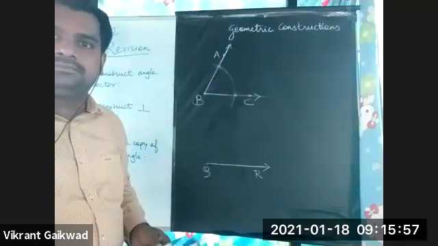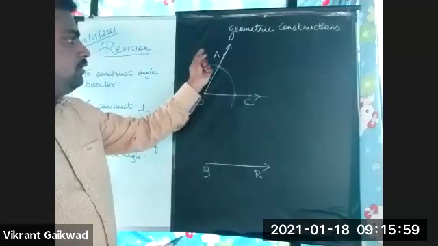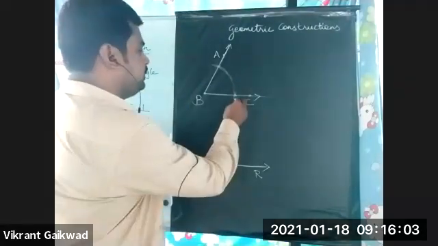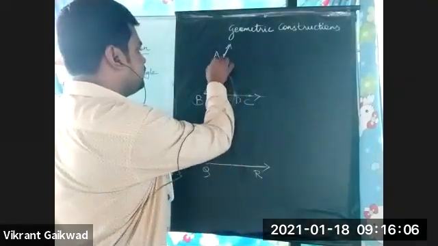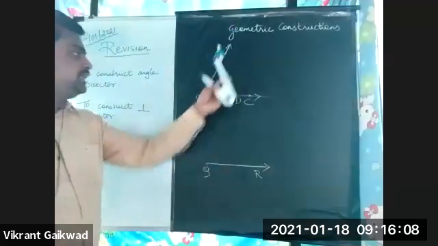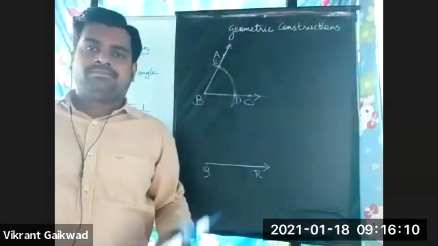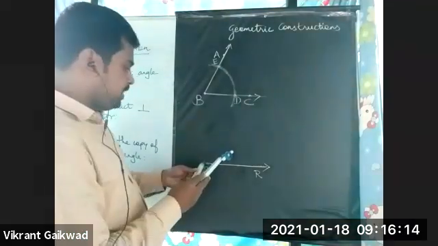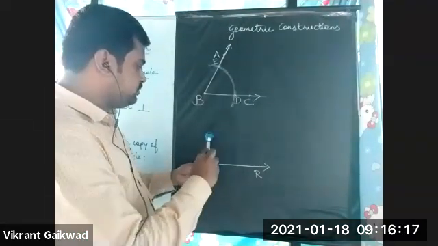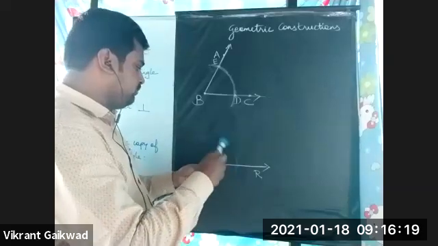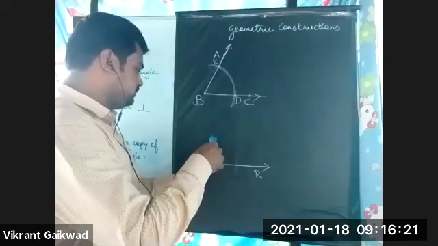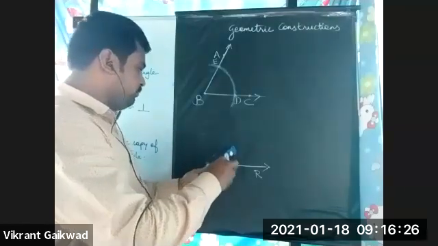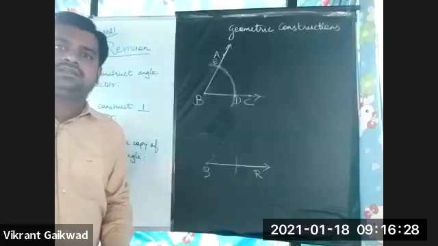Is this clear? Now, I'll name the points where this arc intersects side AB and side BC as D and E. Is this clear? I'm going to keep the same distance. Check, I have not changed the distance. And from point Q, I've drawn another arc.